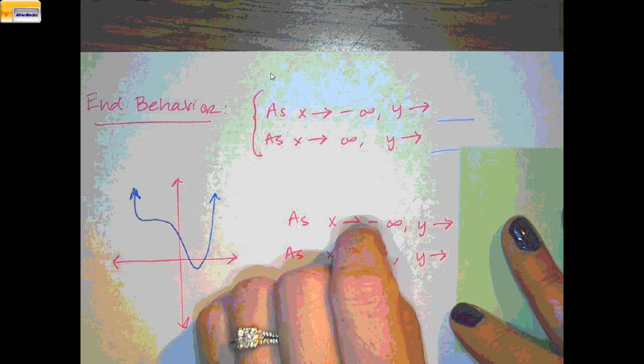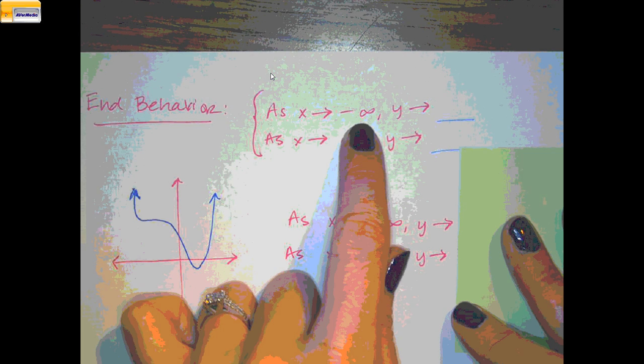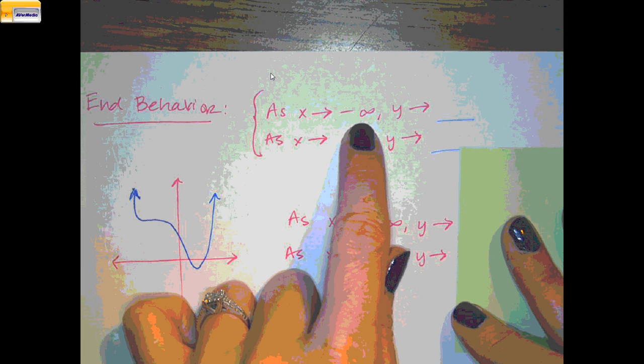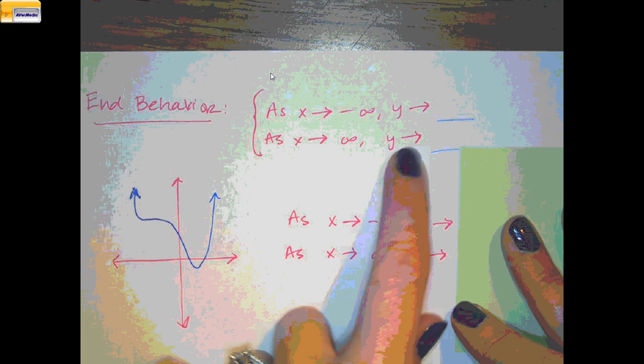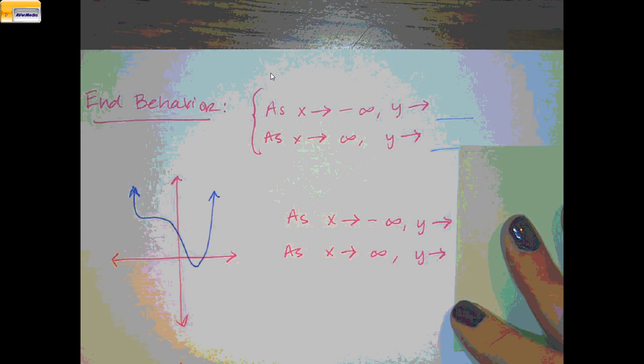That arrow, you just say the word nears. So as x nears negative infinity, y nears, and then we'll fill that in. And then the next one is as x nears positive infinity, y nears, and then we'll fill in that blank. So for all of the end behaviors, that's what you're going to write.